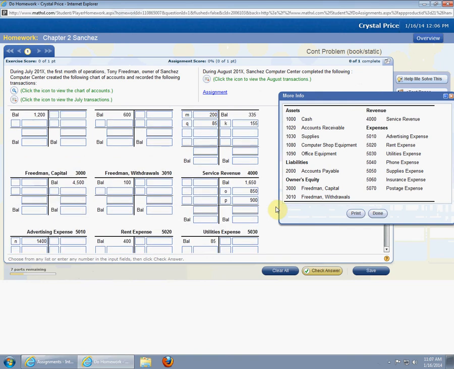Purchase $200 worth of supplies on credit from Computer Connection. Okay, hold it, don't say anything. Try to figure it out first.